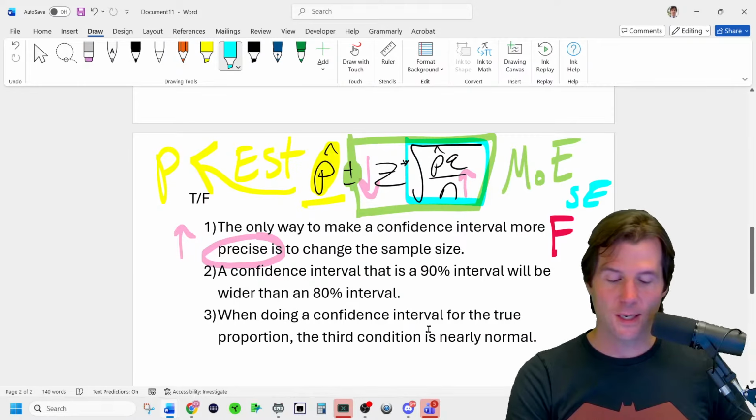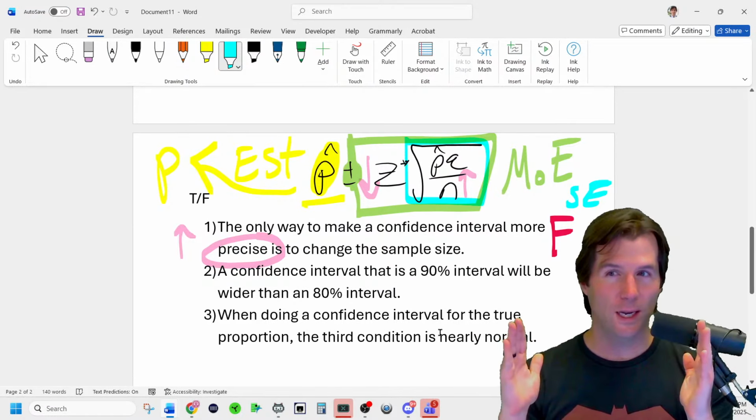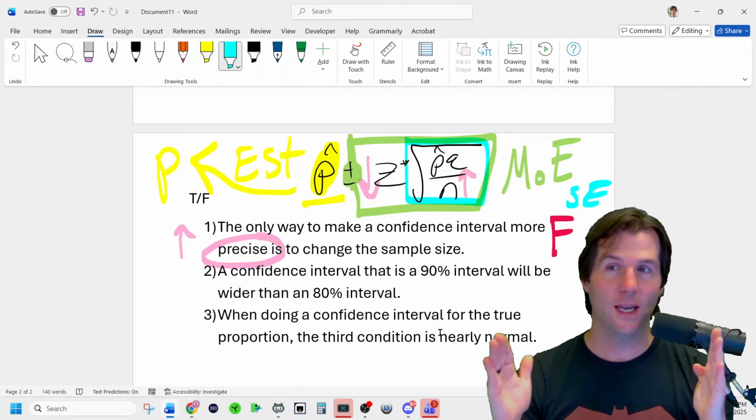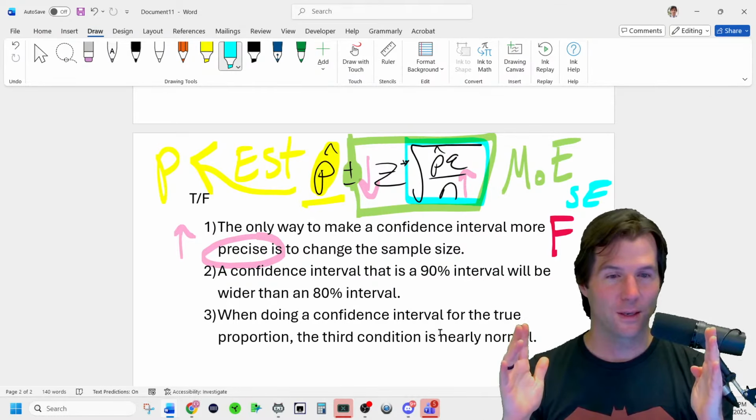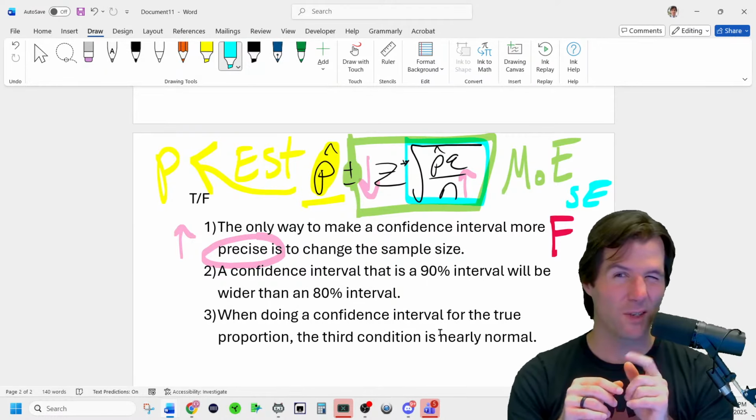A confidence interval that is 90% will always be wider than 80%. Well, what do you do with your hands when you say 80%? Here I'm at 90. If I say 80, my hands are going to do what? We could look it up. We could find that, Bradley. We'll find that out. Or someone will post it. We'll find out for you.